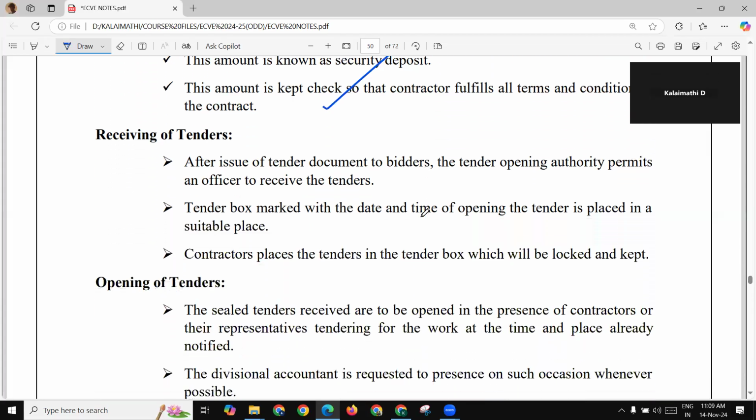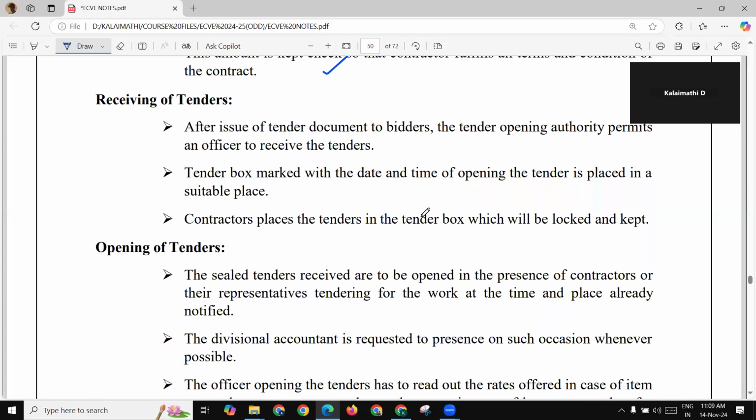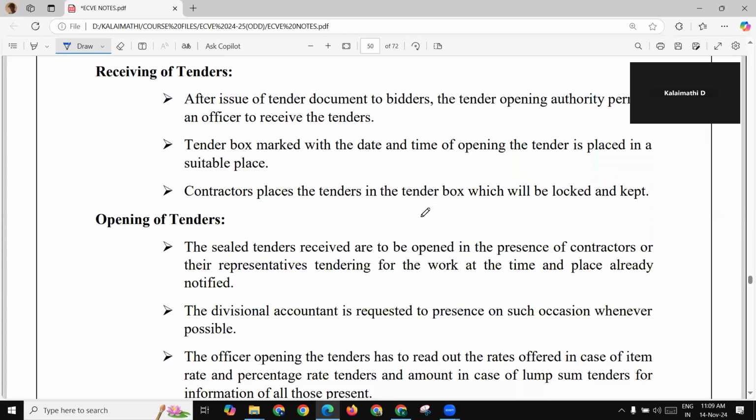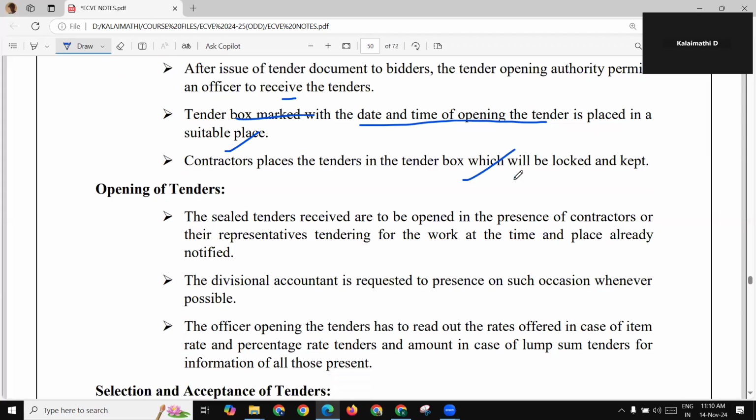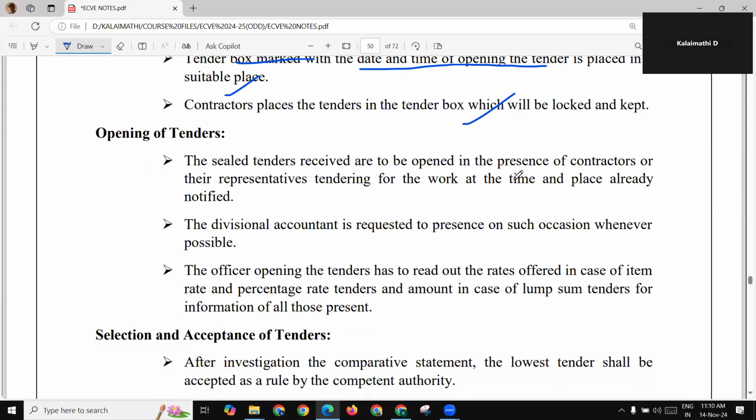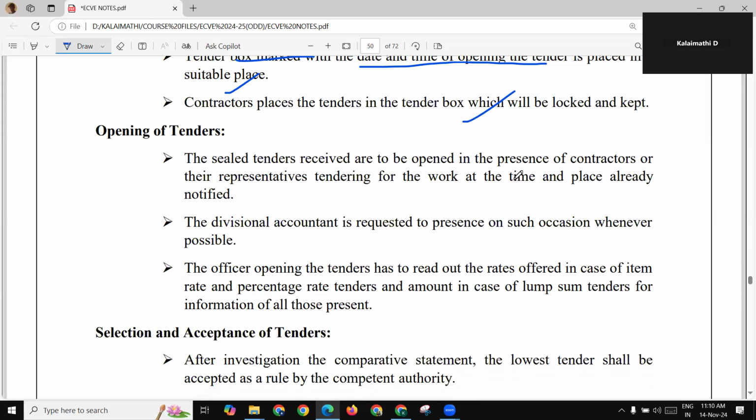Now, how the tender is received and how the tender is opened. After the issue of tender documents to the bidders, the tender authority permits an officer to receive the tenders. A tender box marked with the date and time of opening the tender is placed in a suitable place, and the contractor places the tender in the tender box, which will be locked and kept. The sealed tenders received are to be opened in the presence of contractors or their representatives tendering for the work, at the time and place already notified.